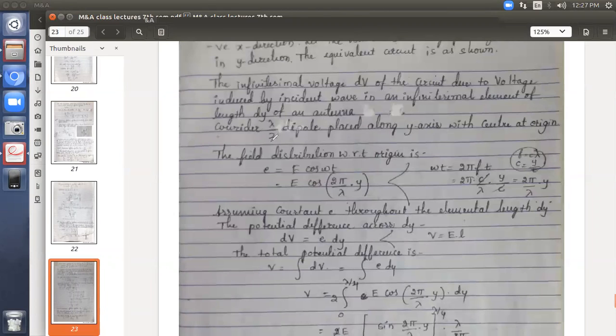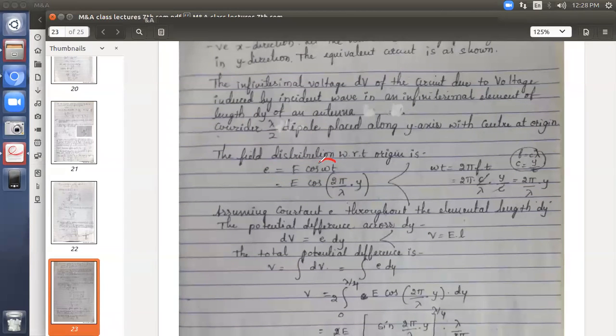Now the field distribution with respect to the origin is this. Why is it not simply E? Because the current is not constant. The distribution of current is in the form of a sine wave, that is, sinusoidal. So it is E cos omega t. Cos or sine, you can take however it is. So E cos of omega t.